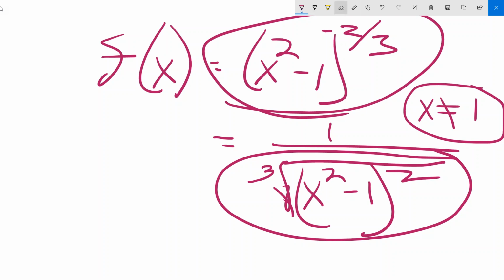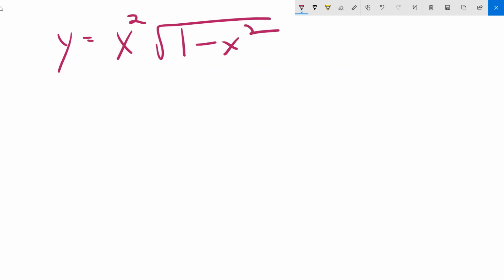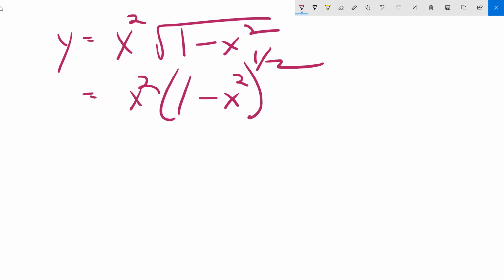All right, these problems, let's draw them out. Okay, rewrite it: y equals x squared times (1 minus x squared) to the 1/2. Now you can't do anything further with that. So what is y prime?